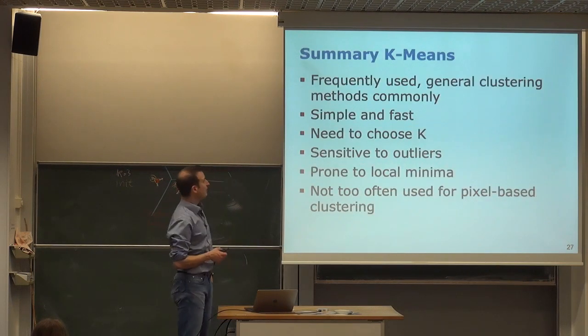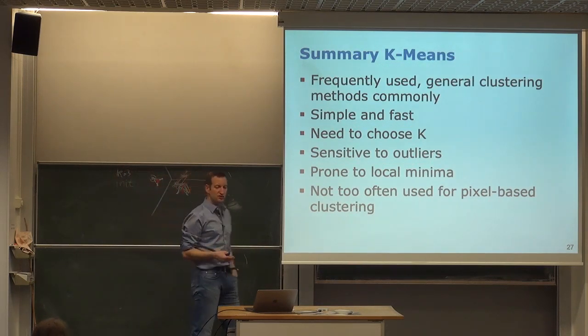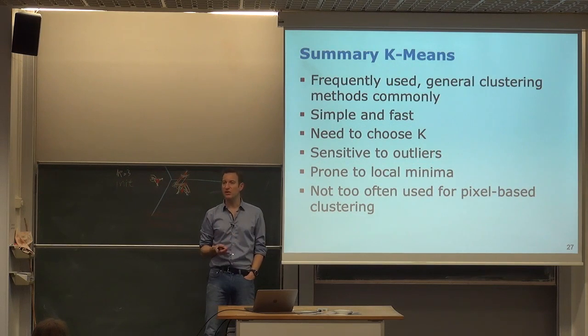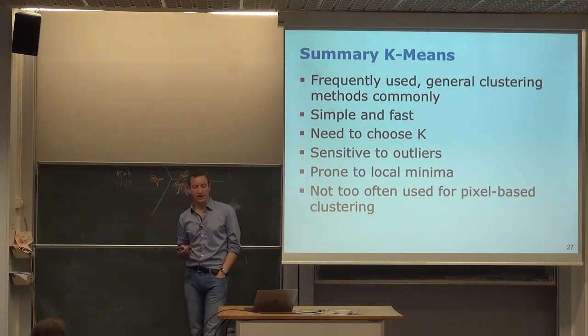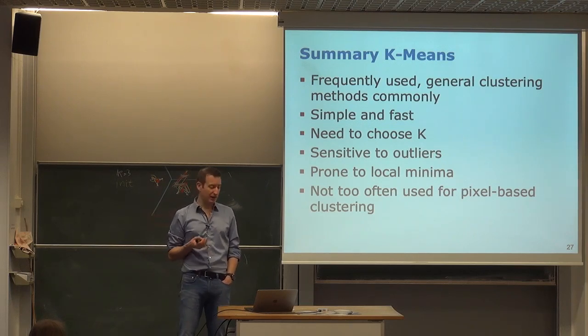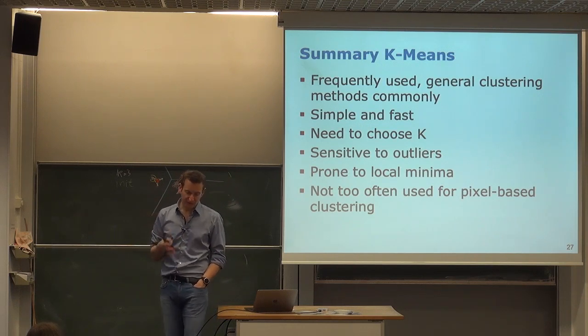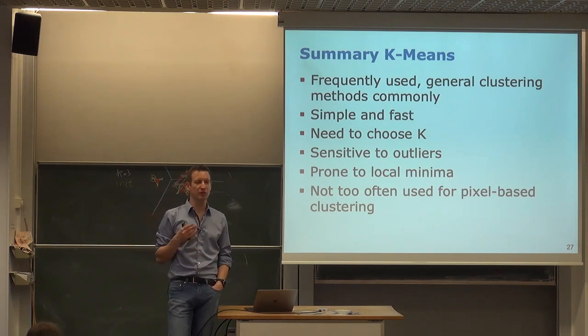Okay, so to sum that up, it's a frequently used algorithm, it's easy to implement, you need to choose k, it's sensitive to outliers, something to be aware of. You will only find local minima, but still it's very simple because you don't need to do anything more than computing distances and means.